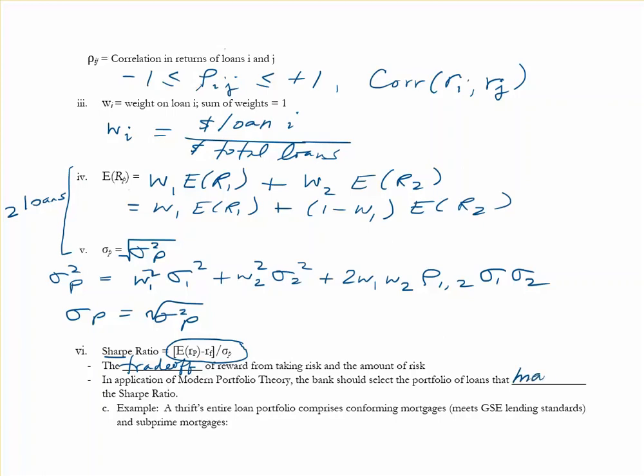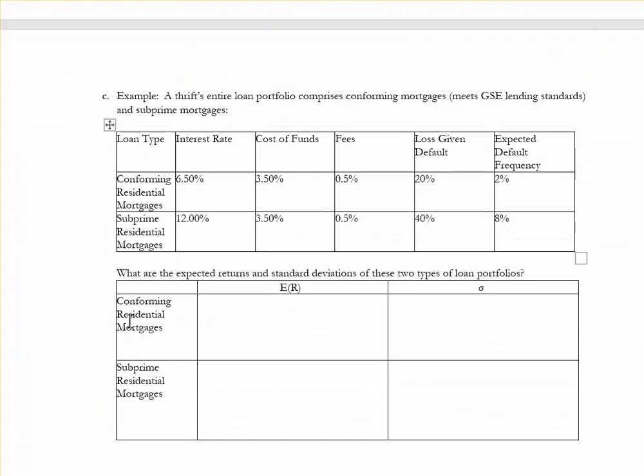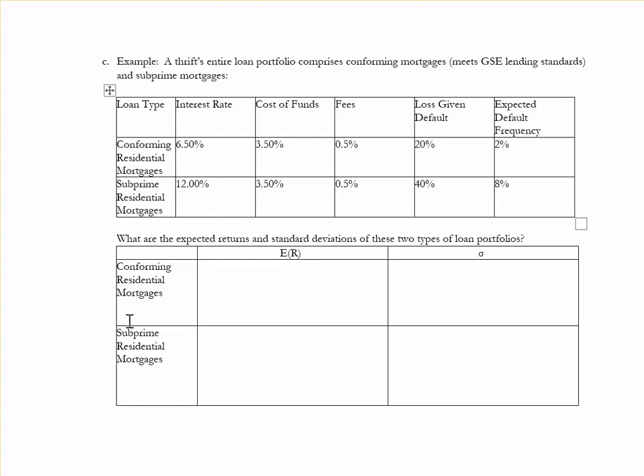So likewise, the bank manager should select a portfolio of loans that maximizes the Sharpe ratio. And so we have a thrift that has two kinds of loans. And we're actually going to treat the two types of loans as portfolios themselves. And so the decision is how much to invest in each portfolio.